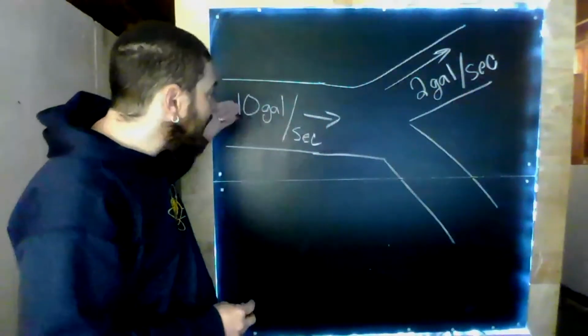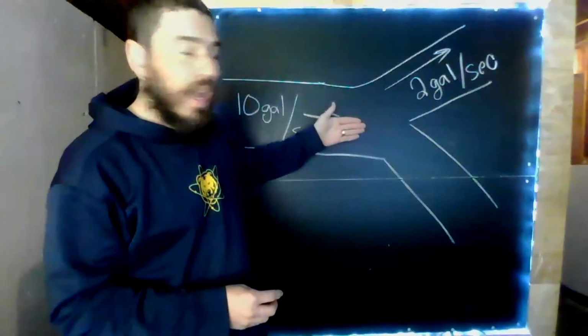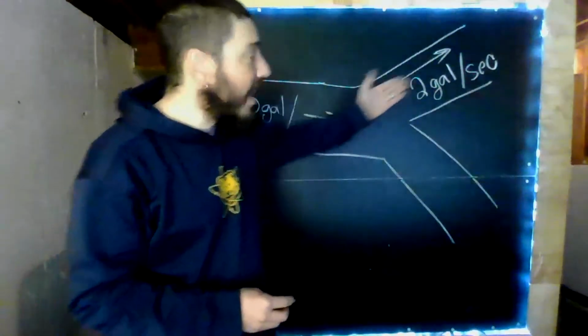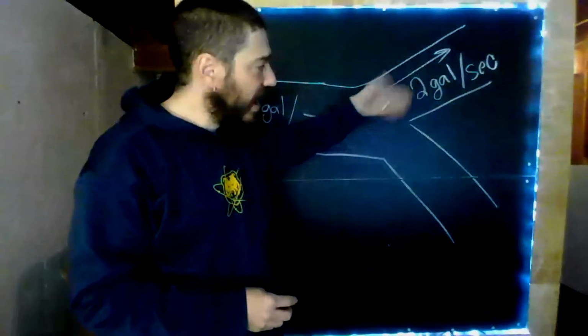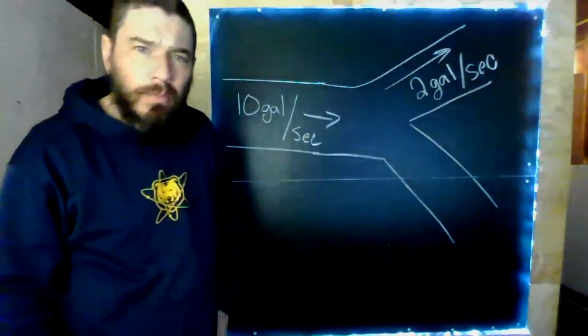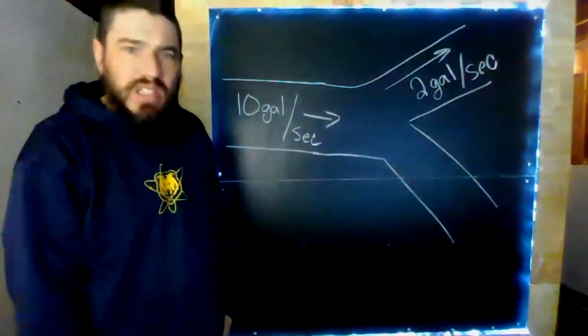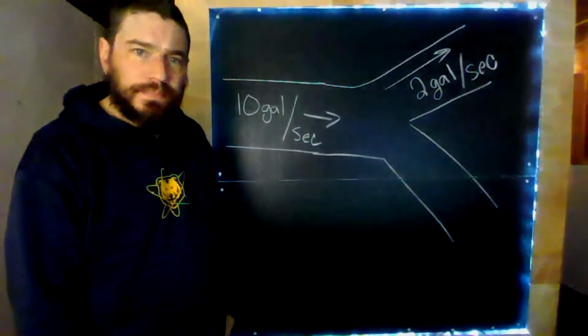So we've got 10 gallons per second coming in here, and it splits. 2 gallons per second goes here. How much goes over here? What do you think about that? Pause the video if you have to.